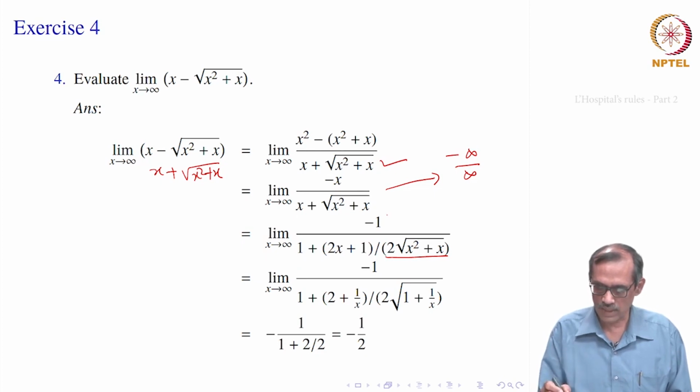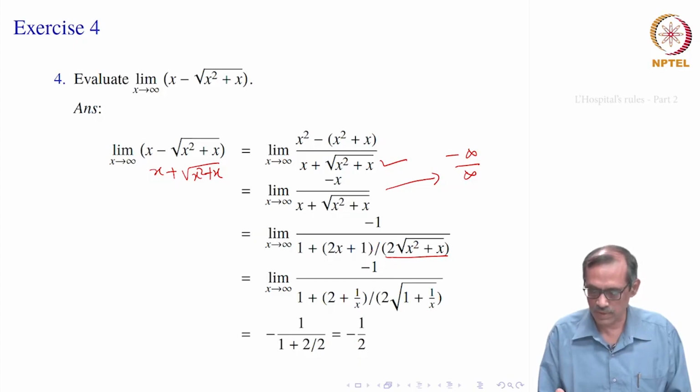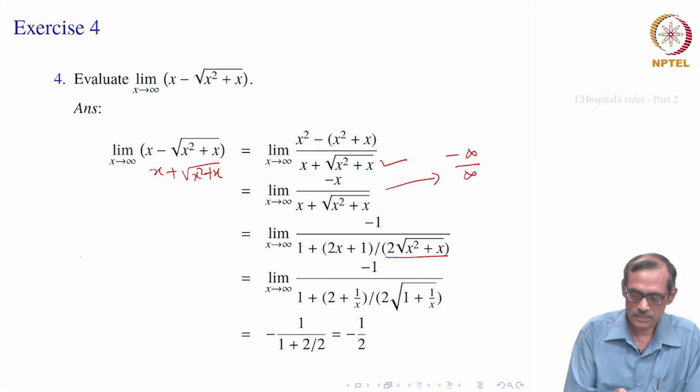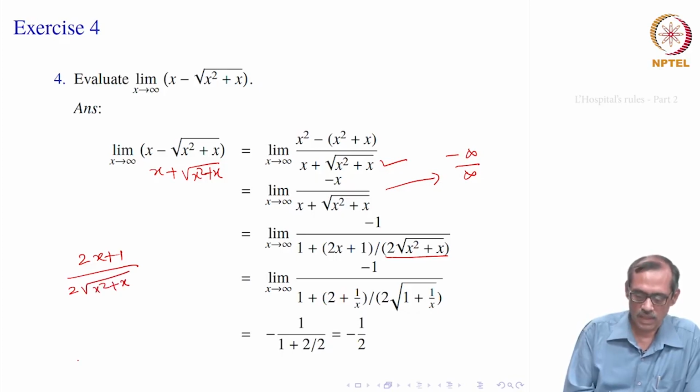Then we go to limit x goes to infinity. It is no more in the numerator infinity or 0 or any of the forms, it is minus 1, and denominator what happens at infinity, that we have to check exactly. So, it is 1 plus (2x plus 1) divided by 2 square root of x square plus x. So, you can also do 1 plus this, but that is not required. As x goes to infinity, what happens to this?